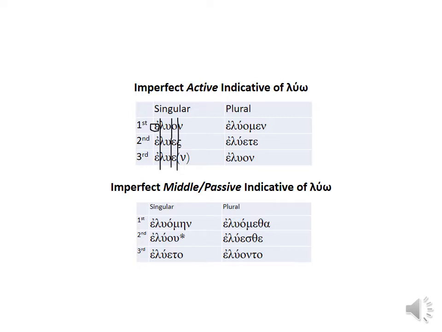The imperfect middle passive indicative of luo, we use exactly the same stem, lu, and then we add our augment. But now instead of using the secondary active personal endings, we use the secondary middle passive personal endings. What, though, has happened in the second person? Why do we have omicron upsilon? The endings ought to be men, so, to, metha, sthe, nto. Why then do we have ou?